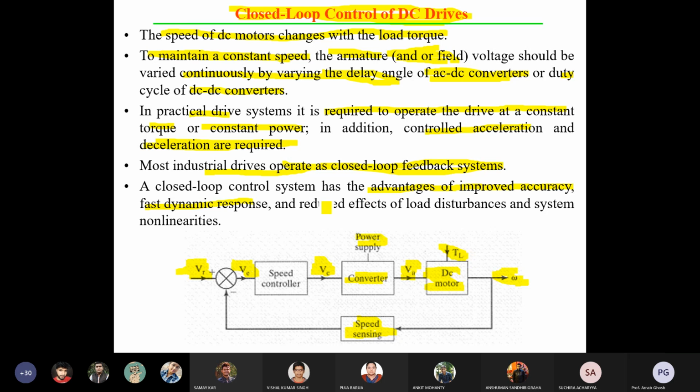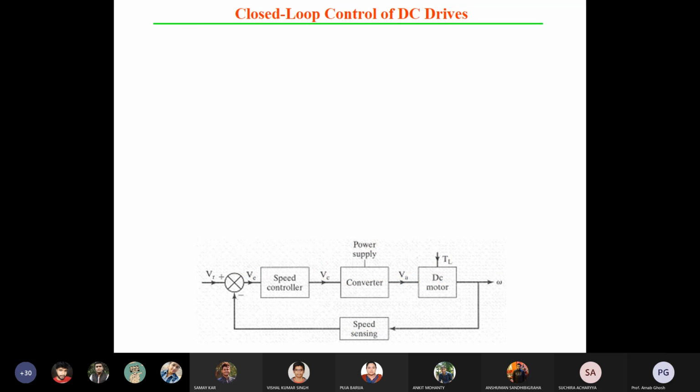Another advantage is the reduced effect of load disturbances and system nonlinearities. What kinds of nonlinearity? Here you can see that you are using a switch, so switching nonlinearities are there. Switching nonlinearity means the switch is either turned on or turned off, either in the cutoff region or the saturation region. So these two are the nonlinear states, and this type of nonlinearity is known as switching nonlinearity of the system. I hope all of you are able to understand.